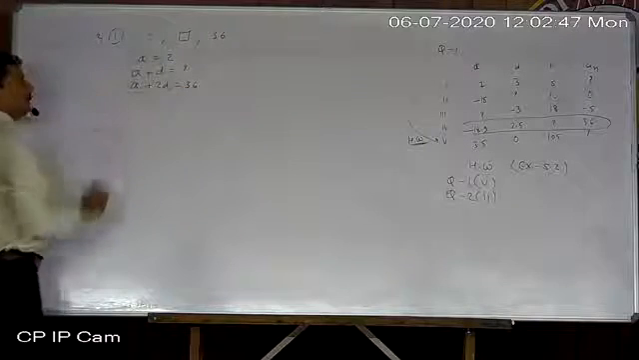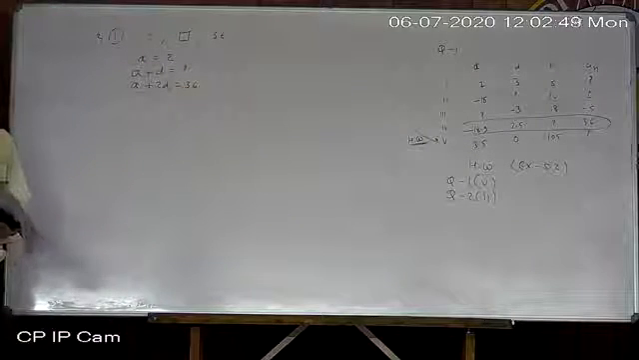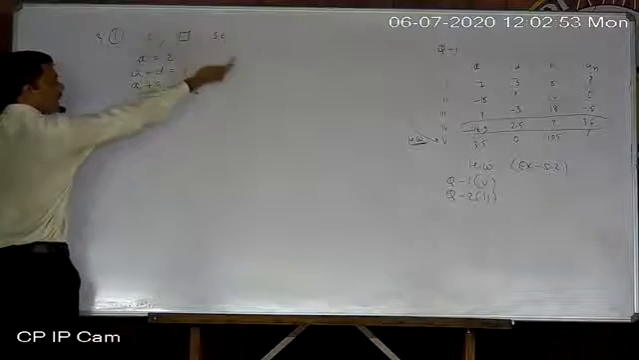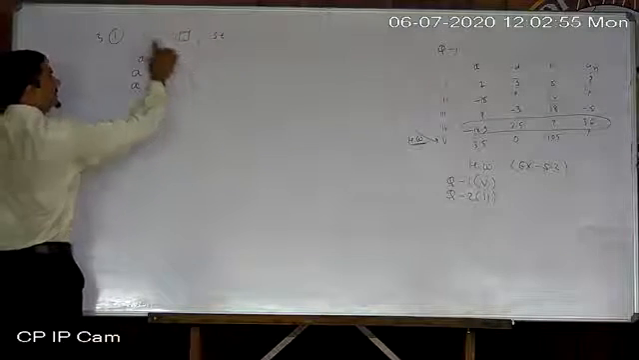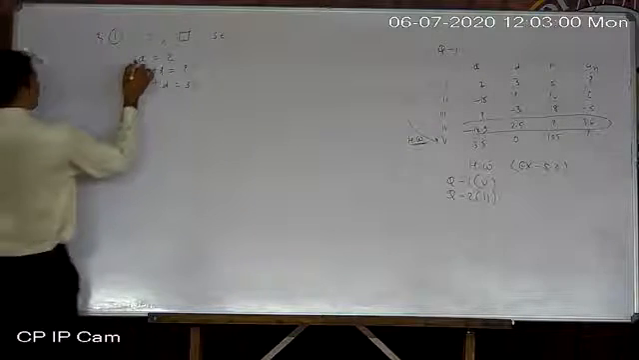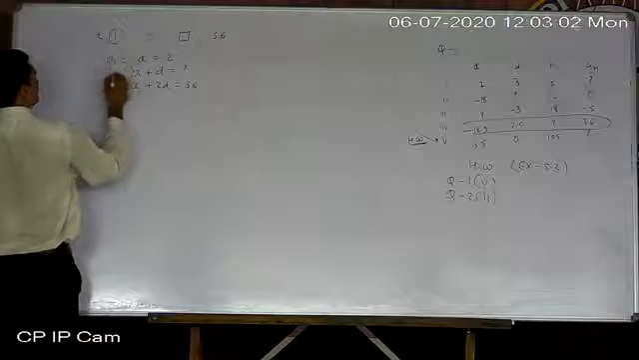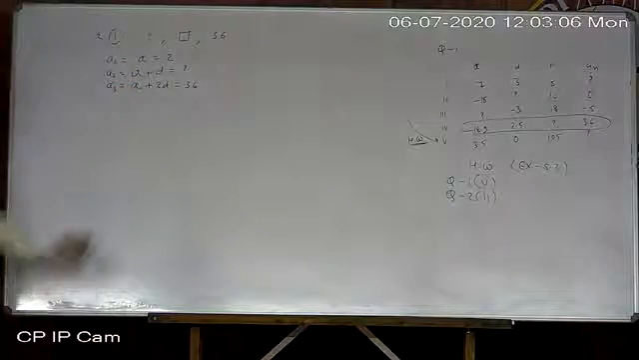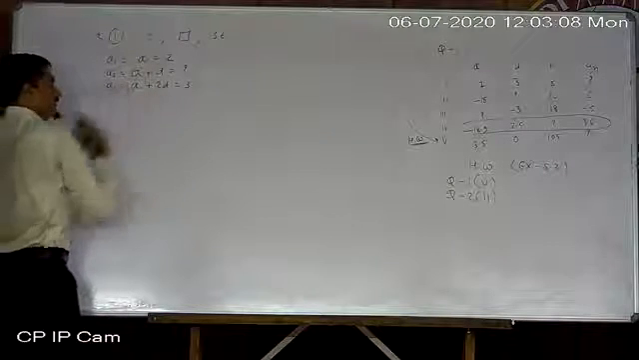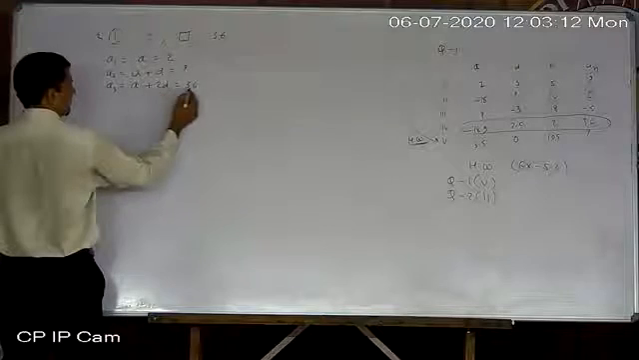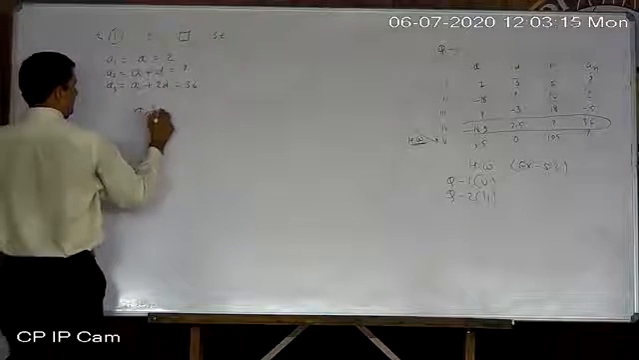Just understand what I have written here. First of all A, then D being added. So A plus D is not given, A plus 2D is given. So now it is the first term A1, A2, A3. First term already given, third term also given. So write it down separately.